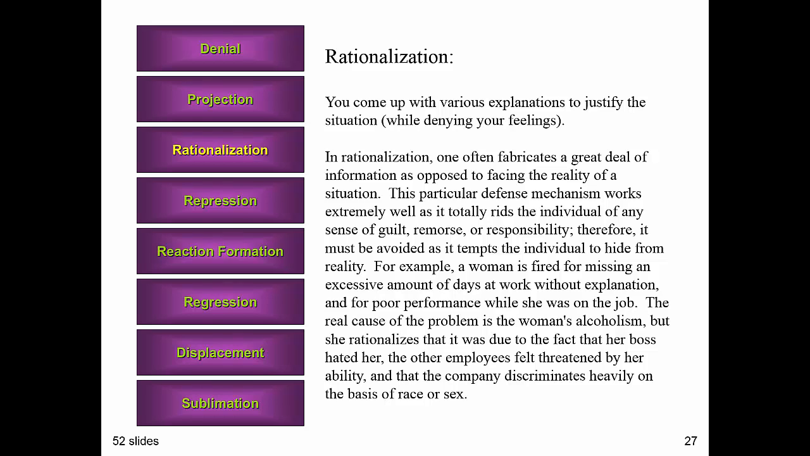For example, a woman is fired for missing an excessive amount of days at work without explanation and for poor performance while she was on the job. She rationalizes that it was due to the fact that her boss hated her, the other employees felt threatened by her ability, and that the company discriminates heavily on the basis of race or sex. She might think, I'm going to sue for sexual discrimination or something else. The real cause of the problem is the woman's alcoholism.